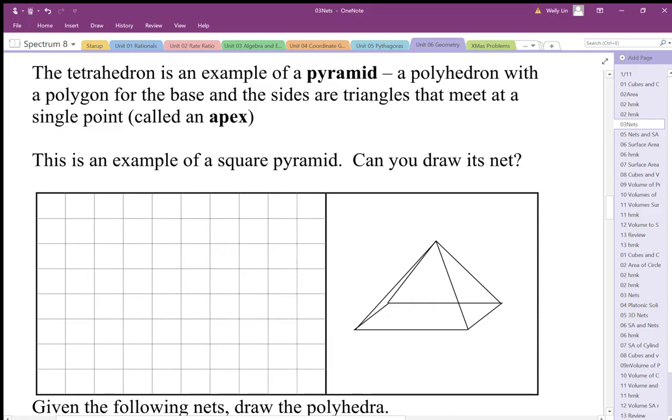So for this net, I'm going to start with the bottom square, and then I'm going to draw triangles off that bottom square. And this is the most efficient way to do it, I think. So that's probably a good net.